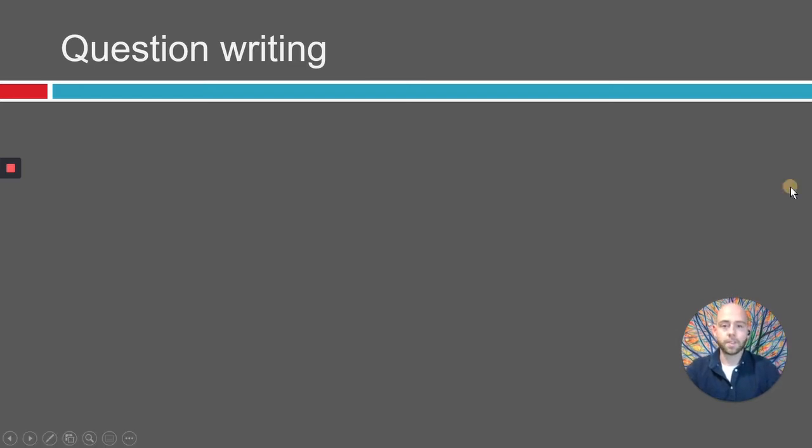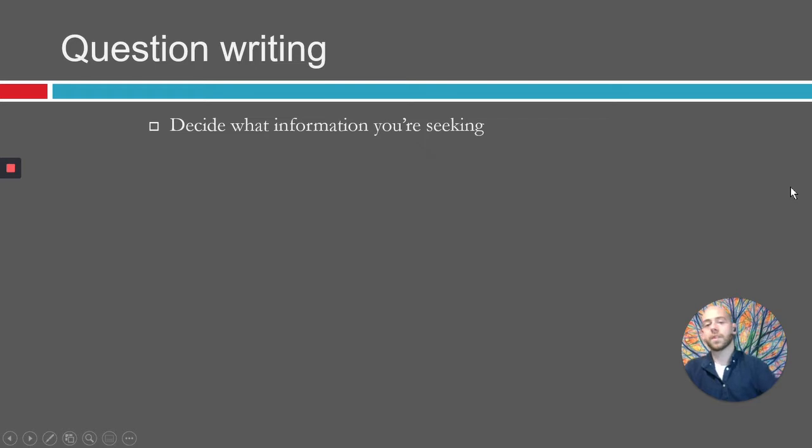Some of them might seem a little obvious to the point that it's silly, but sometimes people don't necessarily think about these before they start, like just kind of writing things. So the absolute first step for question writing in a survey is to decide what information you're seeking. It's really essential to plan this stuff out from the get-go rather than just starting to throw words up there.